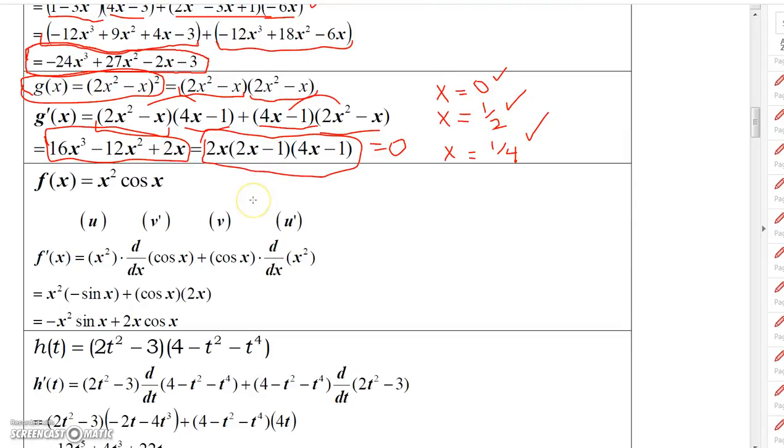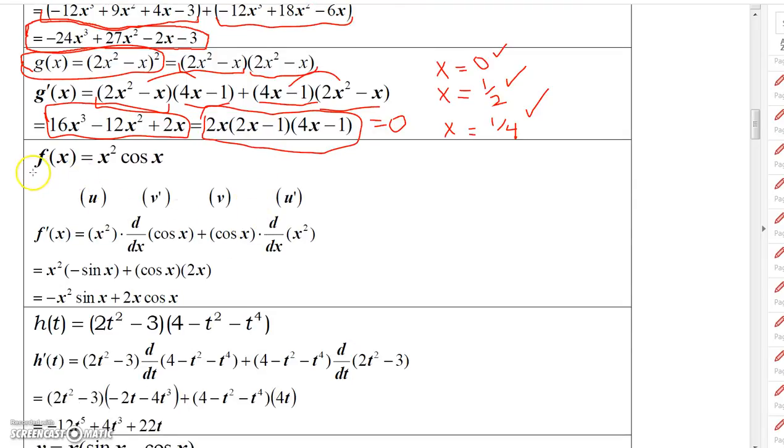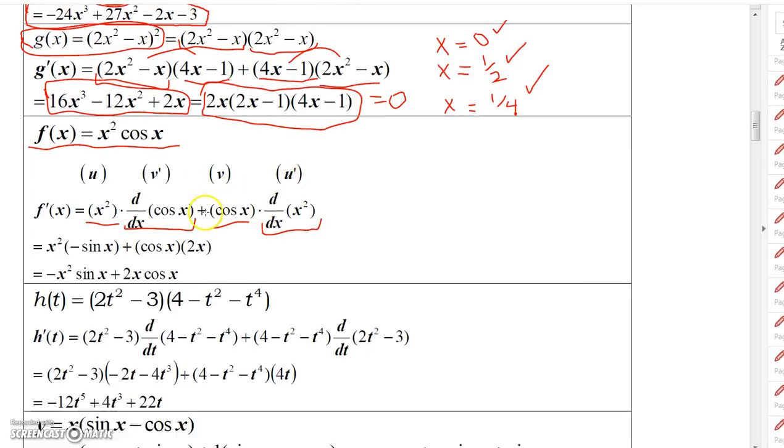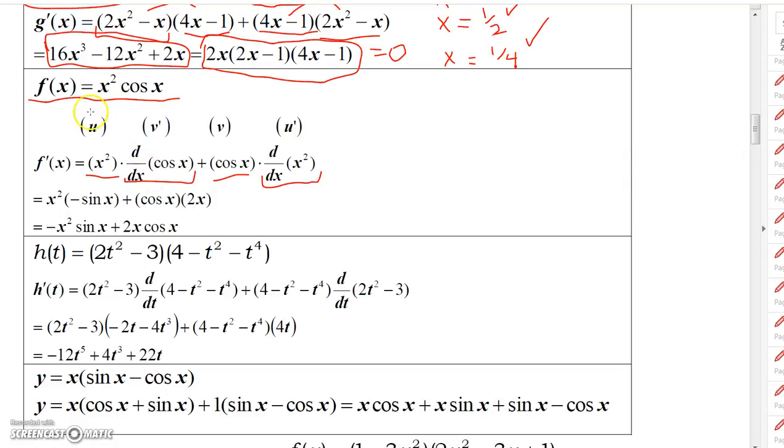Okay, let's throw in a trig function. f of x equals x squared cosine x. Well, x squared is u, cosine x is v. So I'm going to do u, which is x squared, times v prime, and notice here I went ahead and used the differentiation notation, and then v, which is cosine x, and then u prime. So that's, again, differentiation notation. And again, you can skip that step if you want to.